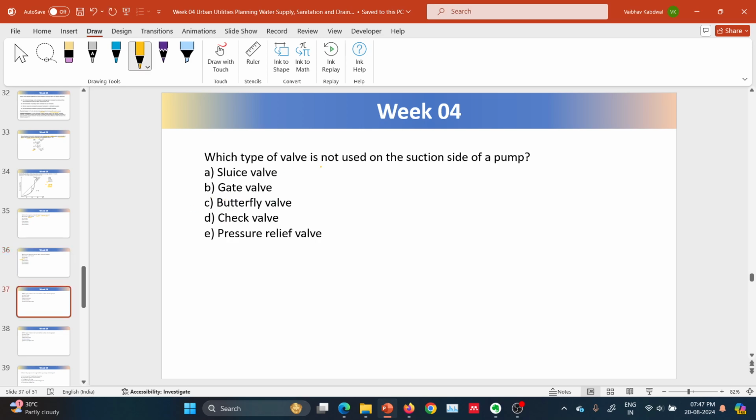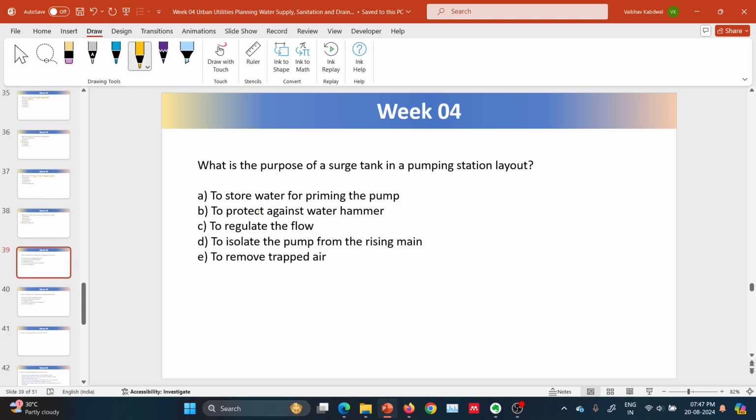Which type of valve is not used in the suction side of the pump? These are check valves. What is the purpose of surge tank in the pumping station layout? The purpose of surge tank in the pumping station layout is to regulate the flow.